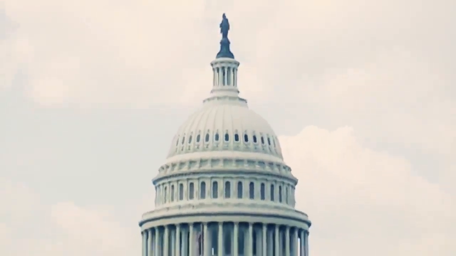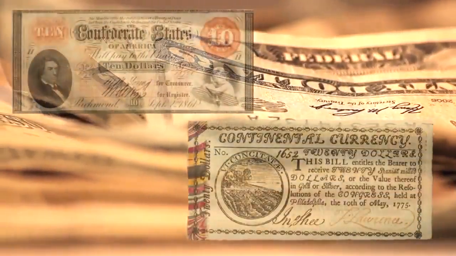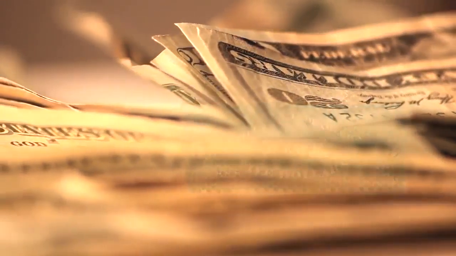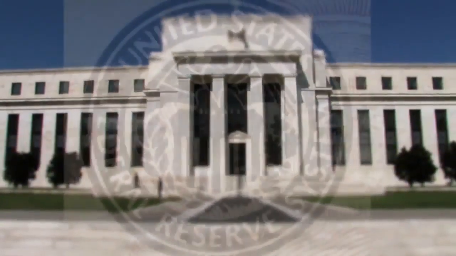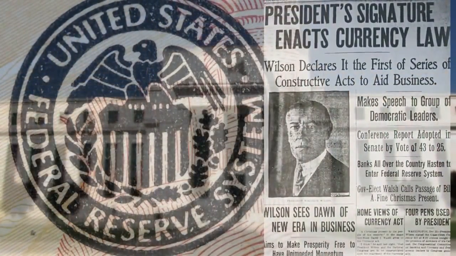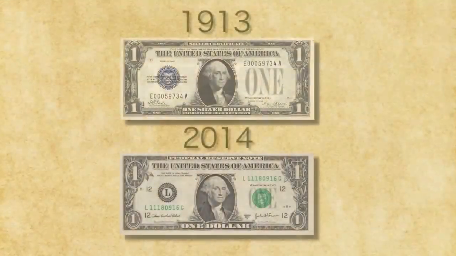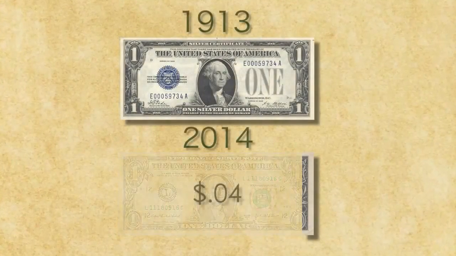The United States has gone through multiple currencies and central banks in its 240-year history. A central bank allows for the expansion and contraction of our currency supply, which affects the prices of goods and services in our economy. Since our latest central bank was created in 1913, $1 US can only purchase 4 cents worth of what it could in 1913.